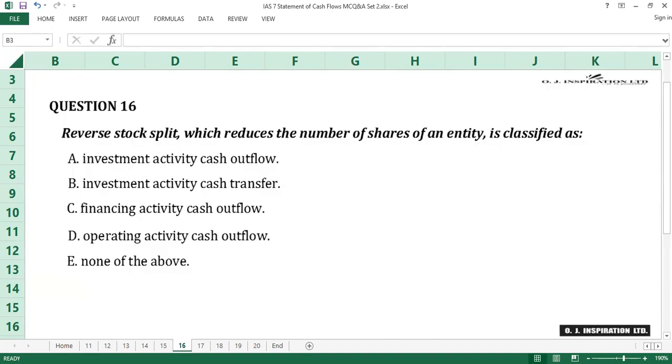Question number 16. Reverse stock split, which reduces the number of shares of an entity, is reclassified as A, investment activity cash outflow. B, investment activity cash transfer. C, financing activity cash outflow. D, operating activity cash outflow. E, none of the above. Time counts.